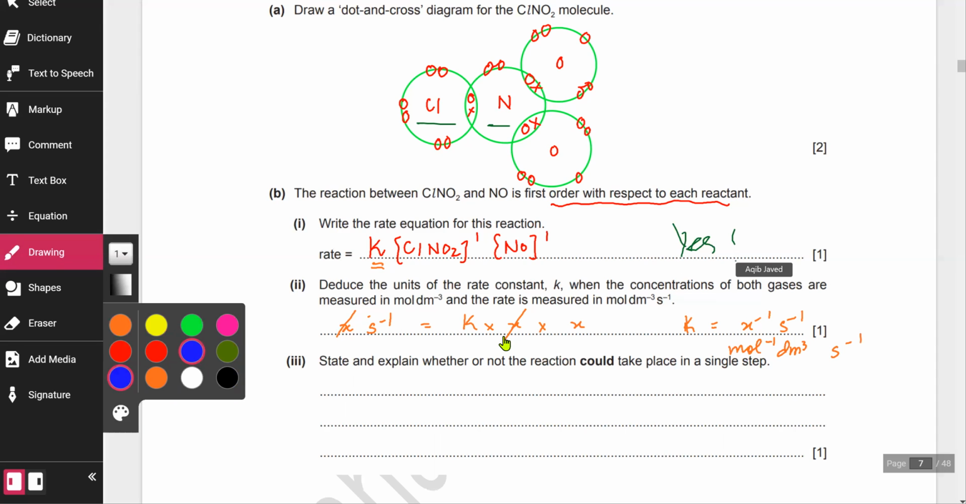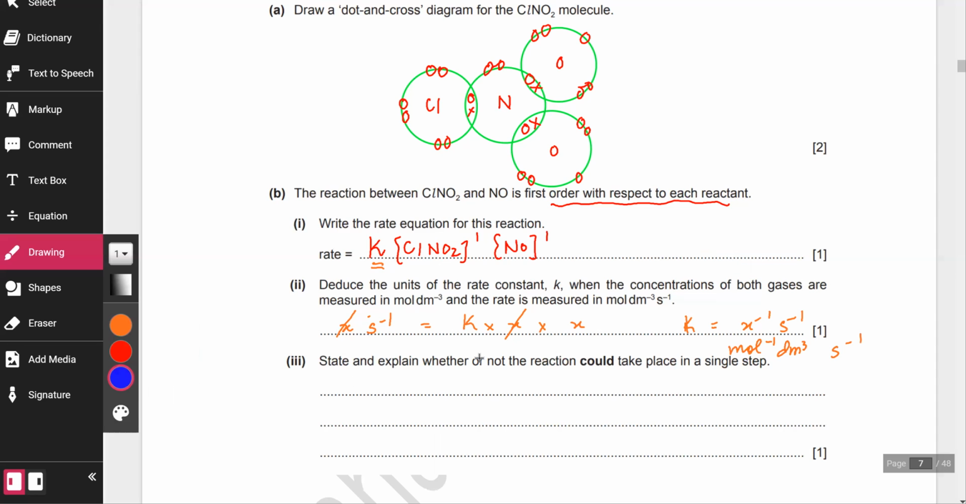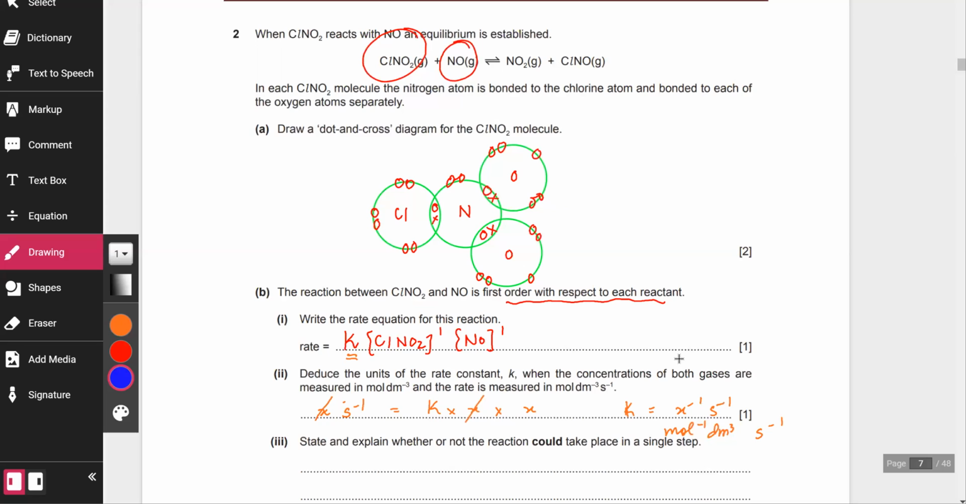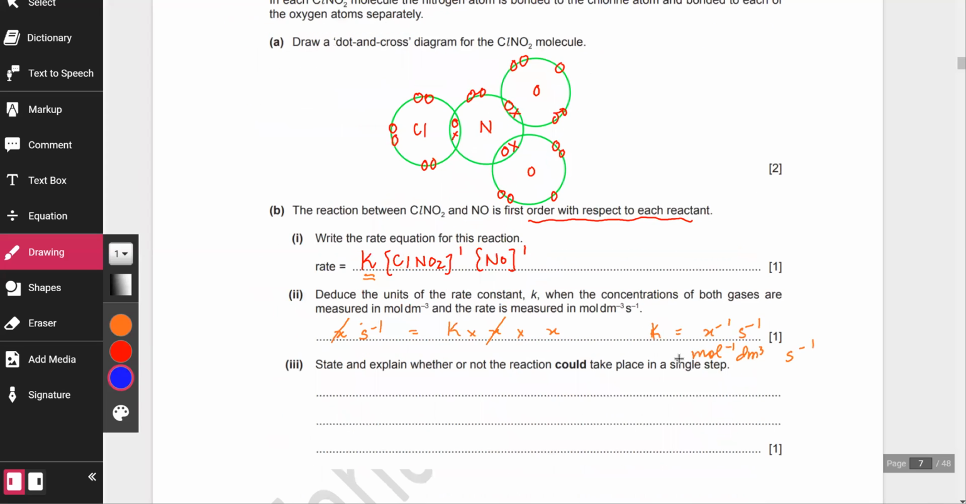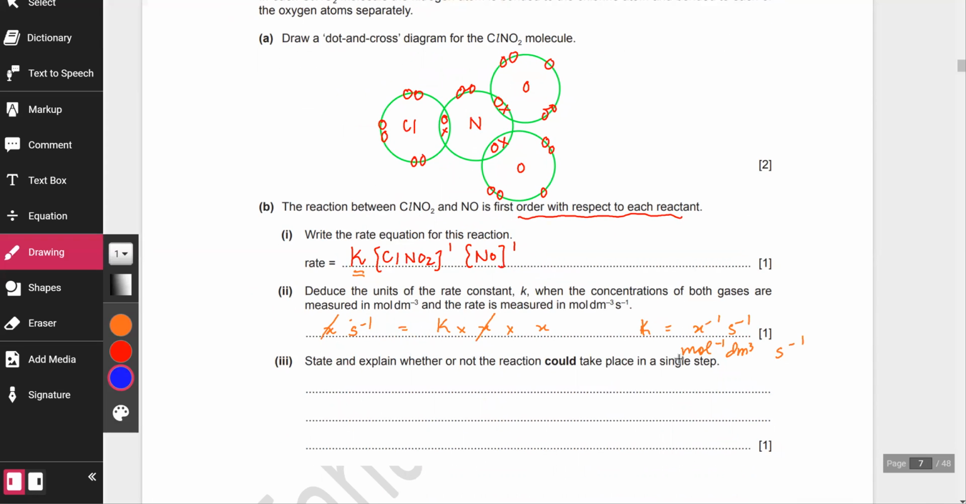Yes, sir. So then the next one: state and explain whether or not the reaction could take place in a single step. This is the reaction. Is it a single step reaction or not? What did I tell you about steps of the reaction? If you remember, what is zero order? If a reactant is zero order, which means it doesn't affect the rate of the reaction, in which step does it belong, the fast or the slow step?